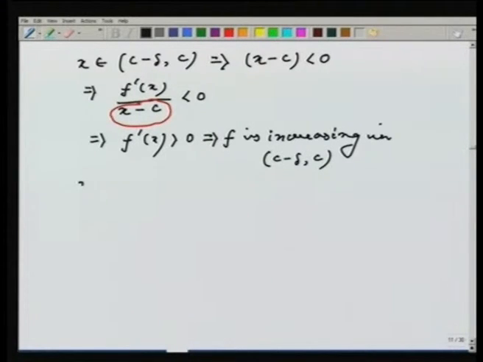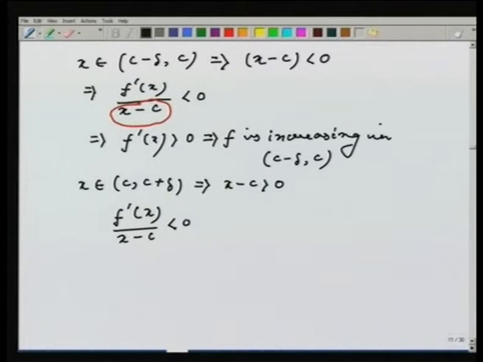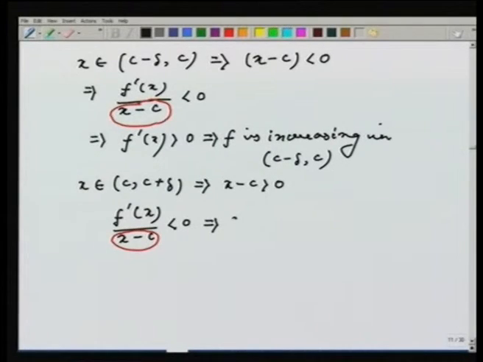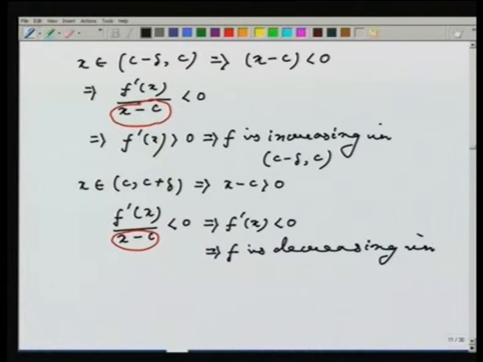On the other hand, if I choose x in c plus delta, notice that this would imply that x minus c is strictly bigger than 0. Then again, from the condition on the double derivative, I have that f prime x divided by x minus c is strictly less than 0. That anyway is given to me. Now, I have the numerator and the denominator, and the denominator is positive, but the whole quantity is negative. That would then imply that the numerator, that is f prime x, must be strictly less than 0, which then implies that f is decreasing in c plus delta.